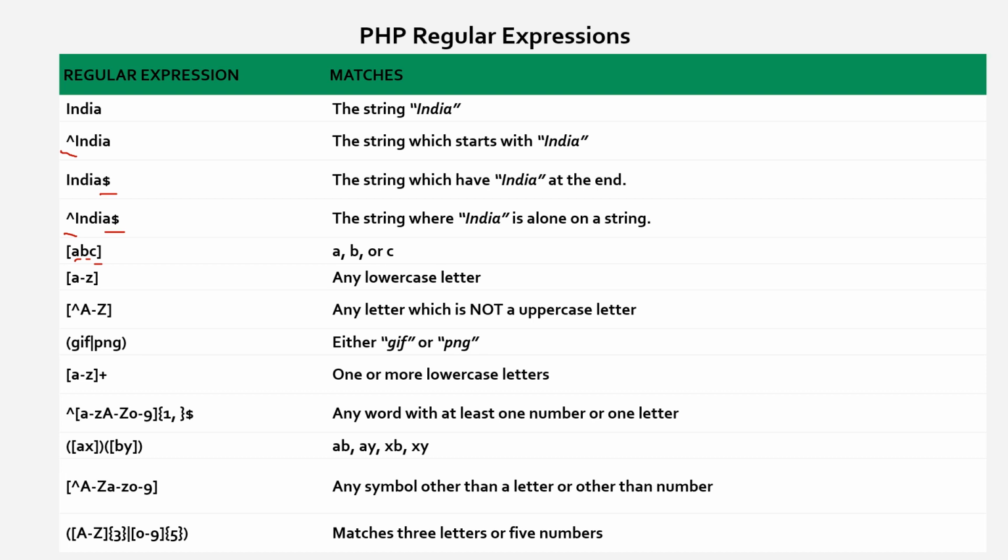That means any lowercase letter. Okay. Here A to Z capital letters is specified, but the caret symbol is included within the square bracket. That means not included; that means any character other than capital letters. Here the or symbol is specified, that refers to either GIF or PHP.